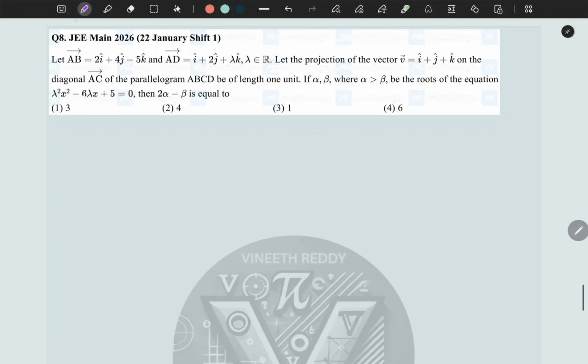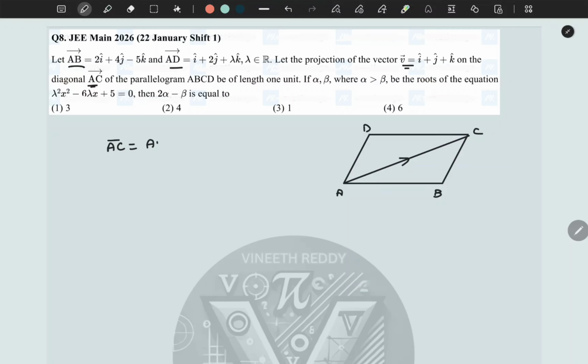Next question says, AB and AD. Okay, let the projection of the vector V on the diagonal AC of the parallelogram. Okay, so we have A, B, C, D here. Projection of the vector V on the diagonal AC of the parallelogram. Achha, the AC vector will be equal to AB vector plus AD vector, dear students. So if I add these two, what do I get? 3i cap plus 6j cap plus (lambda minus 5) times k cap, right?